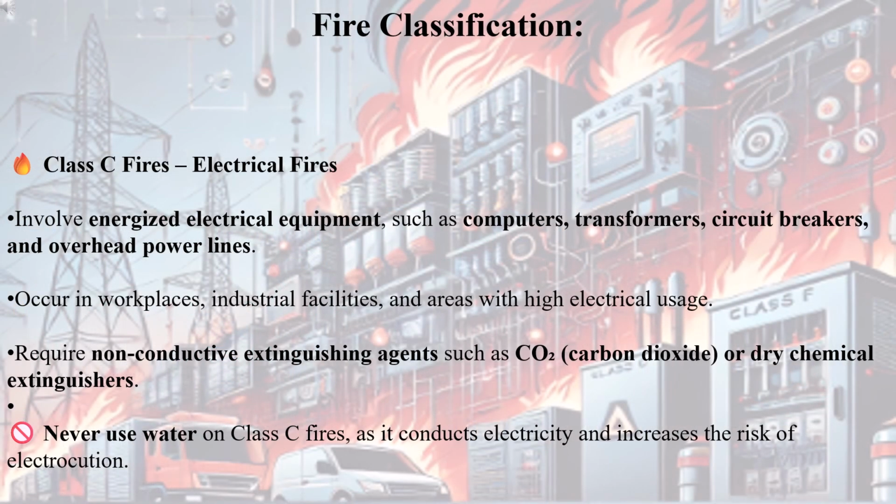Class C fires, electrical fires, involve energized electrical equipment, such as computers, transformers, circuit breakers, and overhead power lines. Occur in workplaces, industrial facilities, and areas with high electrical usage. Require non-conductive extinguishing agents, such as CO2 or dry chemical extinguishers. Never use water on Class C fires, as it conducts electricity and increases the risk of electrocution.